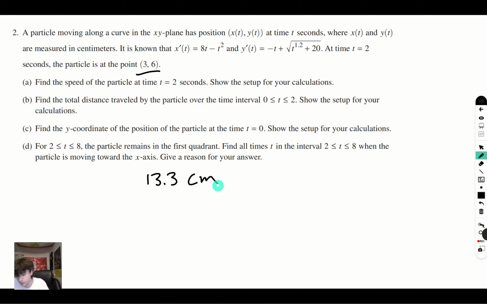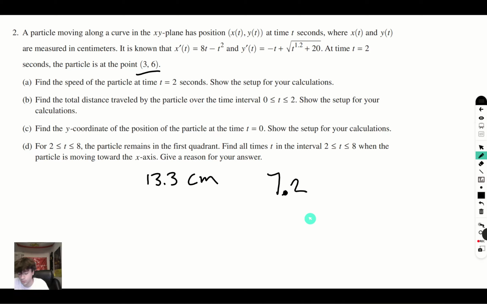0 to 2, negative x plus the square root of x to the 1.2 plus 20 dx. There we go. We get 7.2. So here we have the distance traveled horizontally in the first 2 seconds. Here we have the distance traveled vertically.